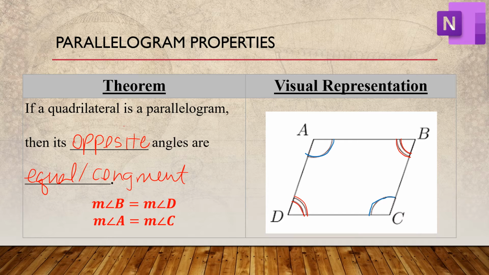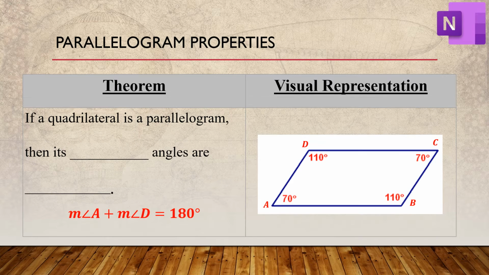So when it says opposite angles, it really means non-consecutive angles. And what does non-consecutive mean? Well, it means that we have 2 angles that do not come right after another. So they are directly across from each other.